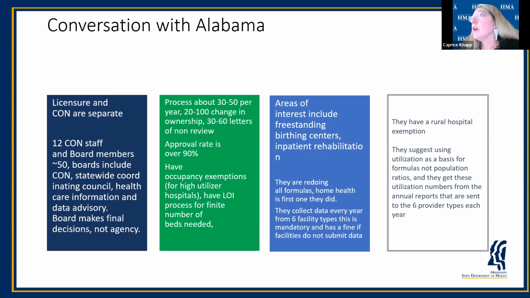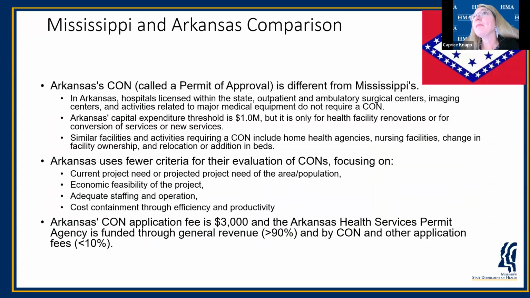But to be clear, their targets are about 75%. And occupancy in your hospitals, about half your hospitals is about 40% or less. So it's not a 1-for-1. You couldn't just take and adapt their formulas. But again, this is something to consider in terms of using utilization instead of population. So next slide. We also talked to Arkansas.